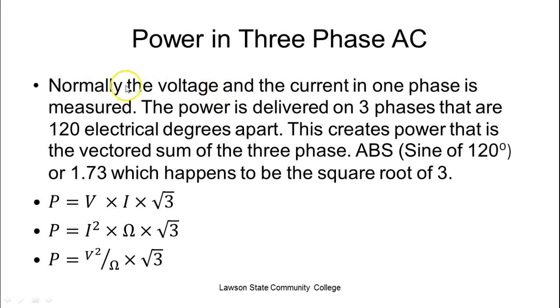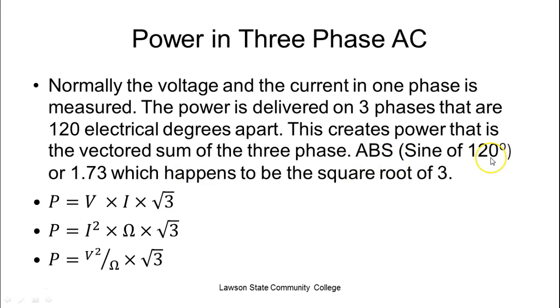Normally the voltage and current in one phase is measured. It's real hard to measure the current in 3 different phases and then calculate it at 120 electrical degrees. The power is delivered on 3 phases that are 120 electrical degrees apart. This creates a power that is the vectored sum of the 3 phases. So what it is, it's the sine of 120 degrees, or 60 degrees, which is an absolute value.